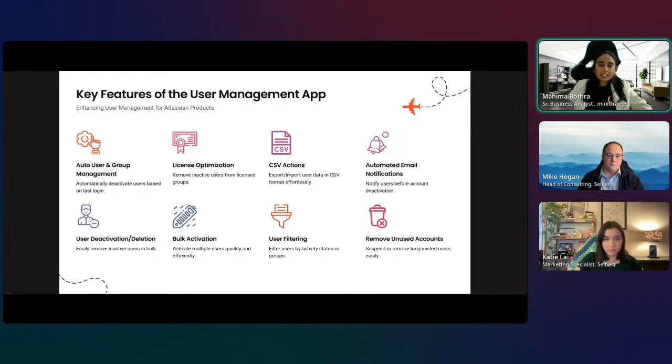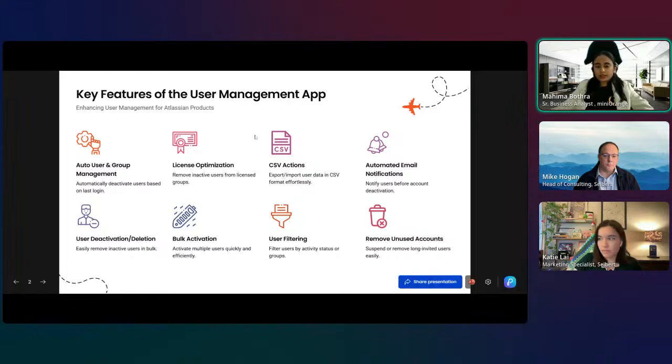The other thing is license optimization. You can remove inactive users from the license group. As we all know, we have license groups in cloud for Jira, Confluence, Bitbucket, etc. You can remove those inactive users from the license group for all the different applications, saving license cost for apps like Jira and Confluence. Then we have CSV actions. With the help of CSV actions, you can import or export data easily in bulk to or from Jira.